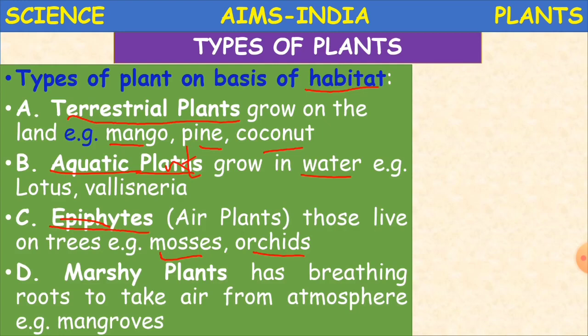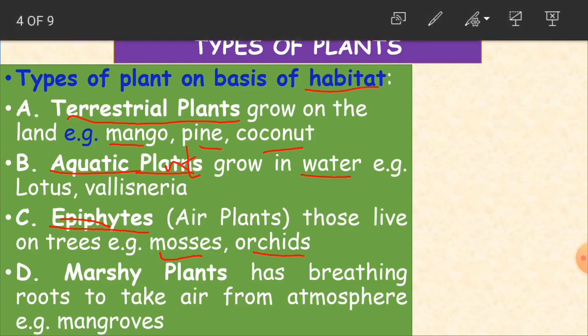Normally, if you see terrestrial plants or aquatic plants, the roots are inside the soil or inside the water. But here the marshy plants have got the roots above the soil to take the air from the atmosphere. That is why we call them breathing roots. For example, mangrove trees, that is, marshy plants, have breathing roots. Why? Because they are located out of the soil. Clear, children? And out of the water also.